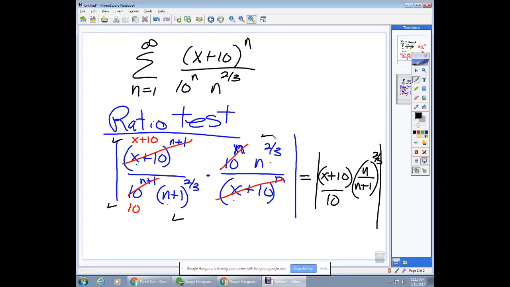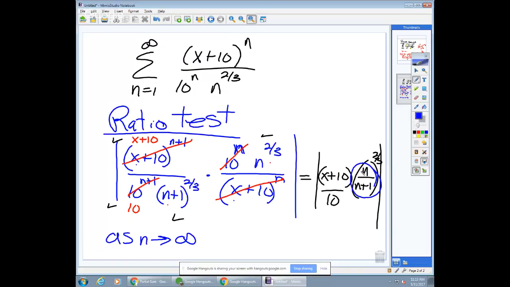Okay, so we've cleaned it up as much as we can. Now it's ready to take the limit of that thing. So let's see. I'm just going to write it this way. As n goes to infinity, what is this thing going to? Well, the only n's are right here. What's n over n plus 1 doing as n gets big? It's going to 1. Excellent.